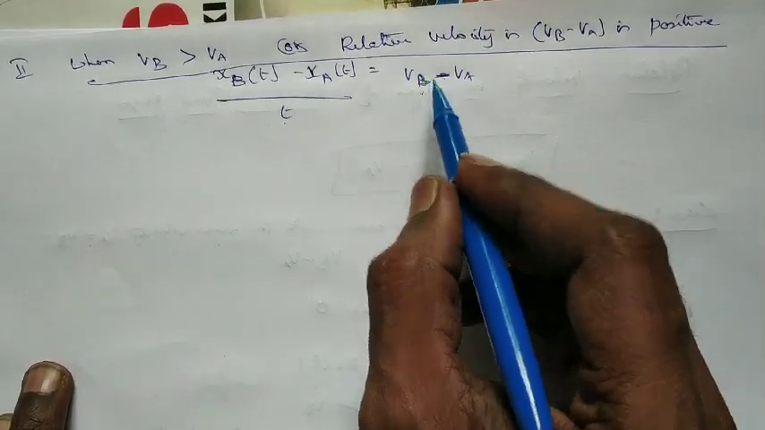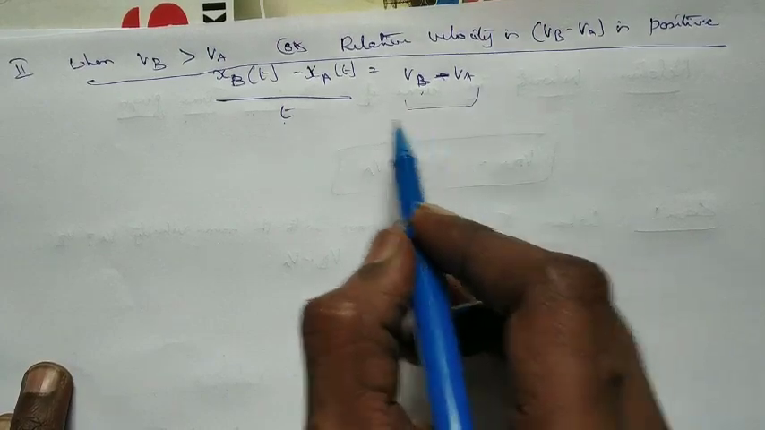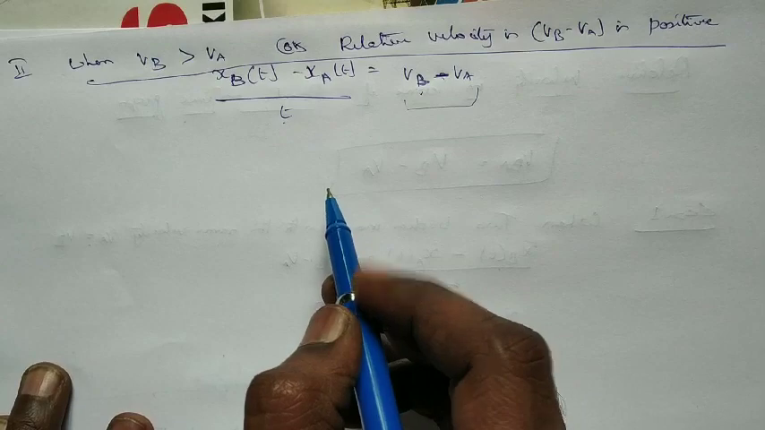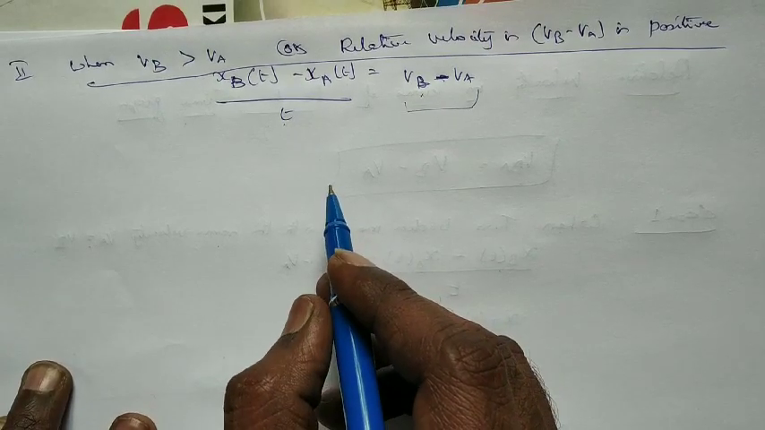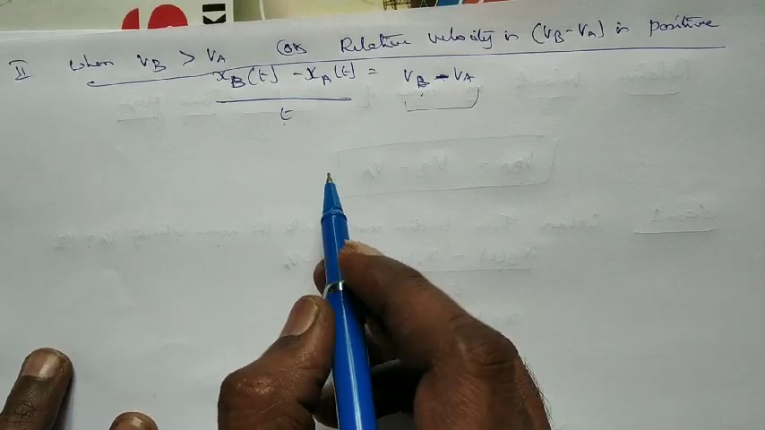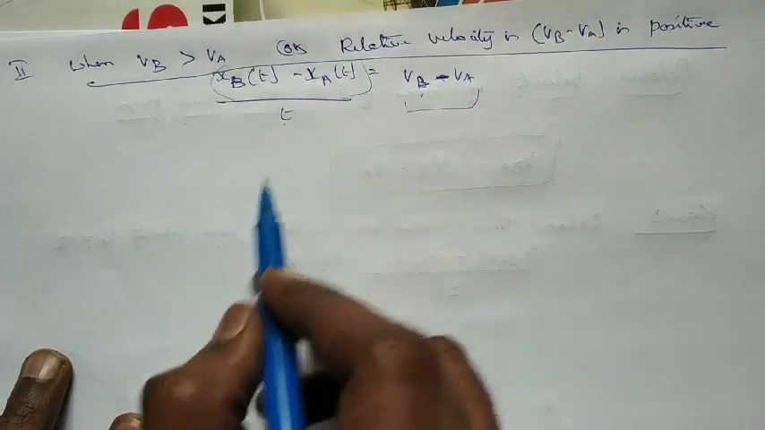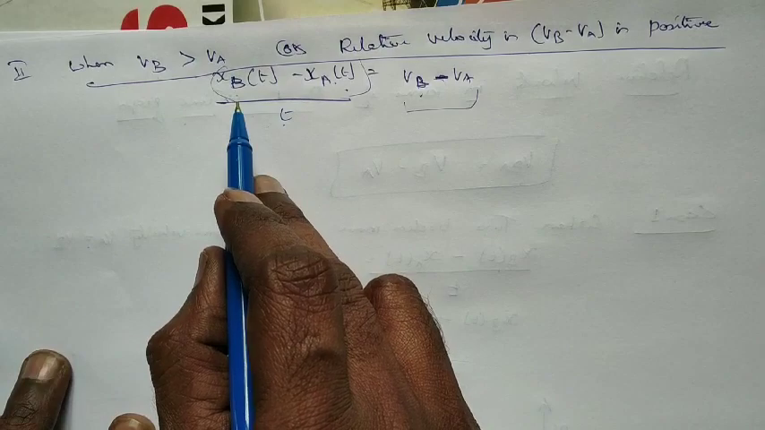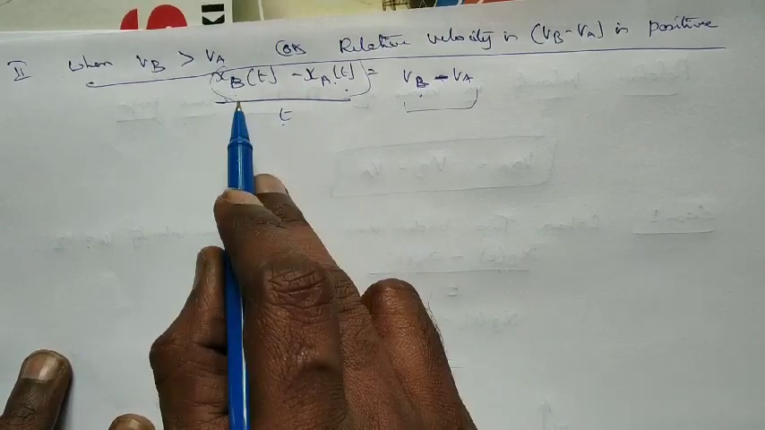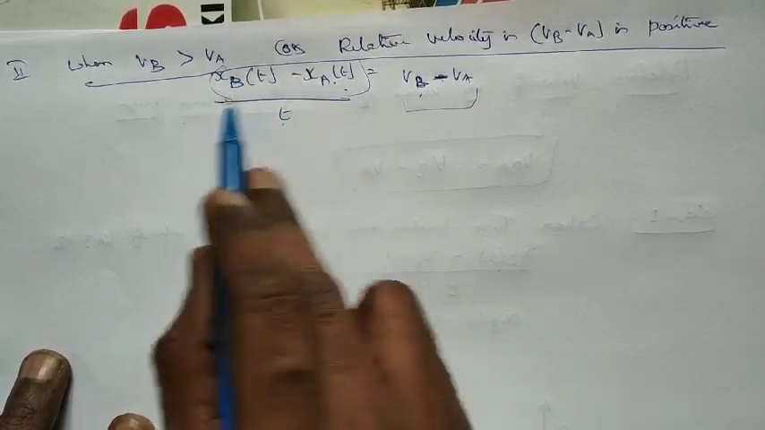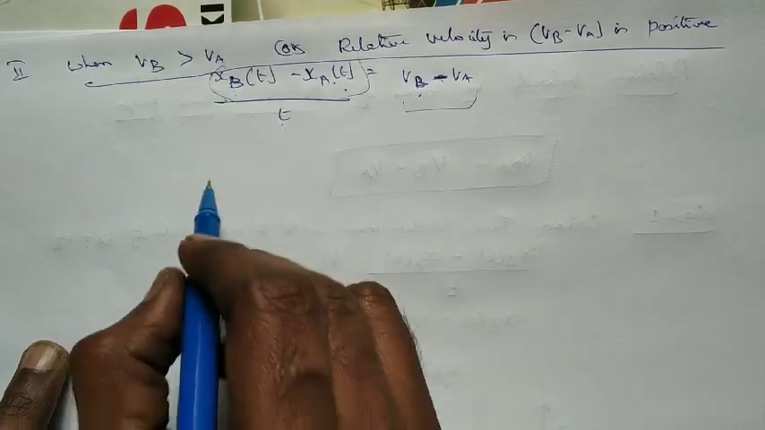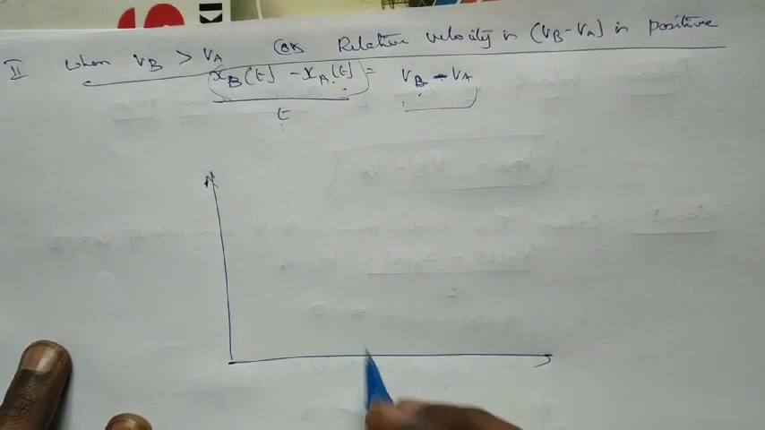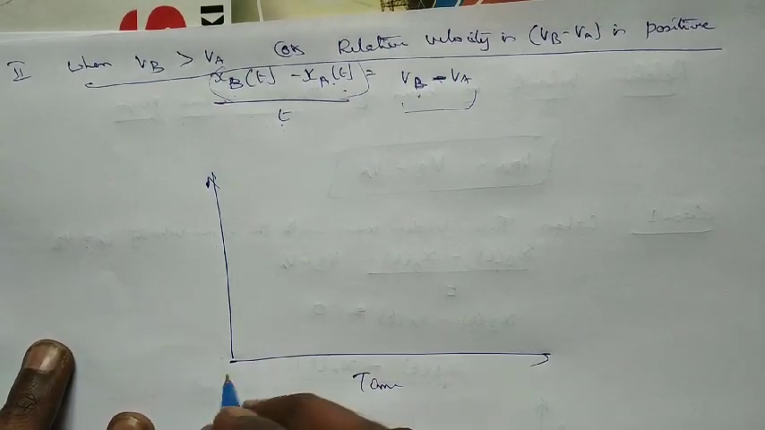What you will get here is a positive value. So if you draw this as a graph, you will find this distance will be constantly increasing. The distance between these two will be increasing, because XB is going to increase more and XA is going to be less. At all times you will see an increase of this with respect to time. Let us see how this will be shown in terms of a position time graph.